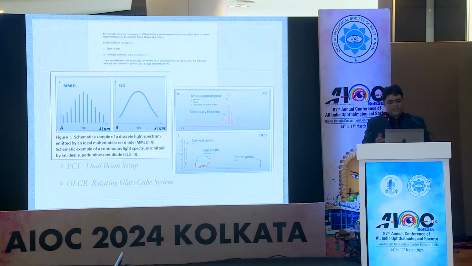So keratometry also became better, and we were deriving all the parameters, because as Dr. Twinkle mentioned, as the formulas advanced, we needed all these parameters to feed into those formulas. And these biometers were giving us better results. This is the basic difference. PCI, which is the optical biometer 500, has a dual beam setup, and OLCR has a rotating glass cube system. This is a patented system of these biometers.